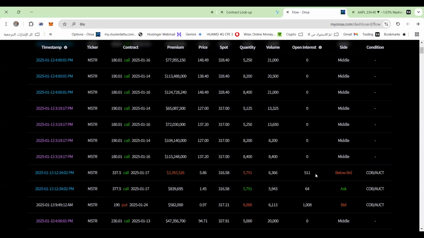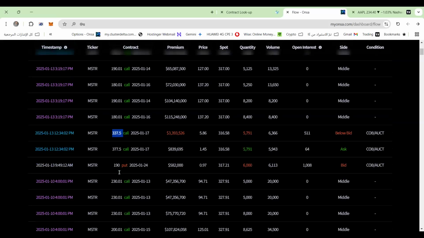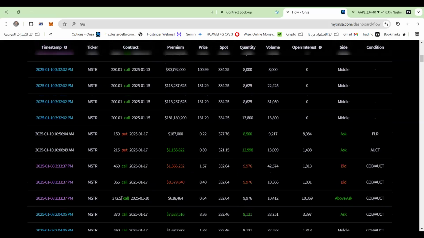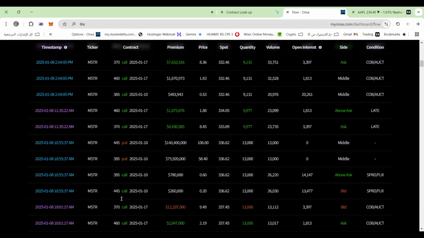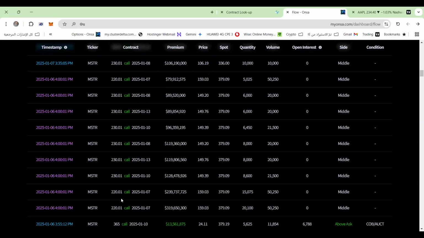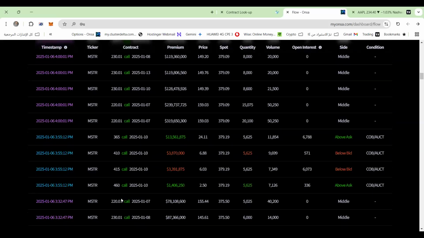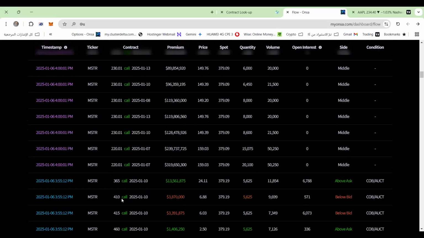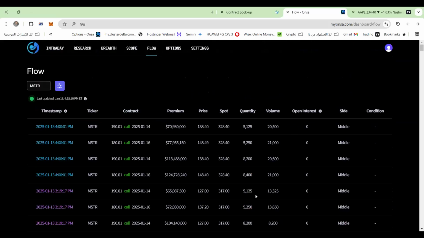Okay. From here, you can see it's on bid. Is that right? Below bid, yeah. But this is not the contract that I'm talking about. What I was talking about is 370. Is that right? Yeah, yeah. I think this is an old contract, so it got realized before, because this was made last week, earlier. I'm not sure which one, but I will show you in our Discord community.